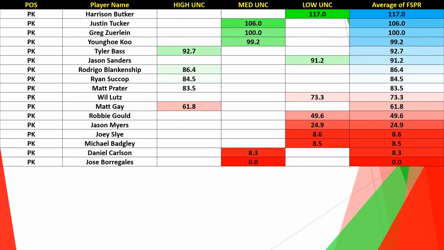Here are the place kickers. Harrison Butker from KC is the best and has the lowest uncertainty at being the best. So he's got a double X there. You want to invest in him. Tucker, Zuerlein, and Koo, nice, but they have more uncertainty. Tyler Bass from Buffalo, but has high uncertainty. Jason Sanders, pretty safe. So you can make your place kick selections accordingly.